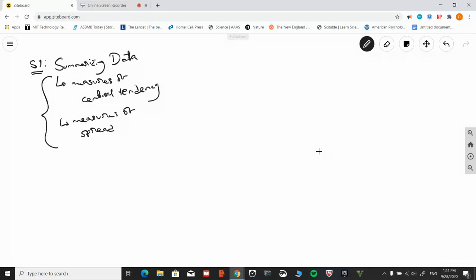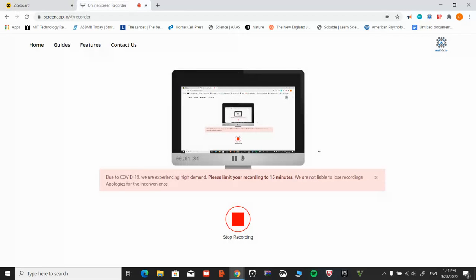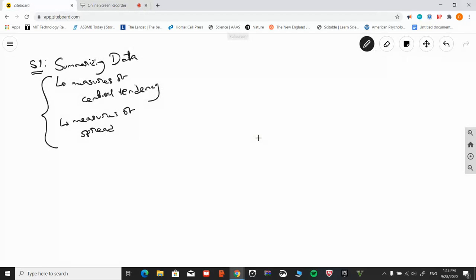All right. And I'm going to go over all of these things, what each term means, and how we go about calculating the values associated with these terms. All right. So what exactly is this about? Let's say you have a data set. So what exactly is summarizing data all about?